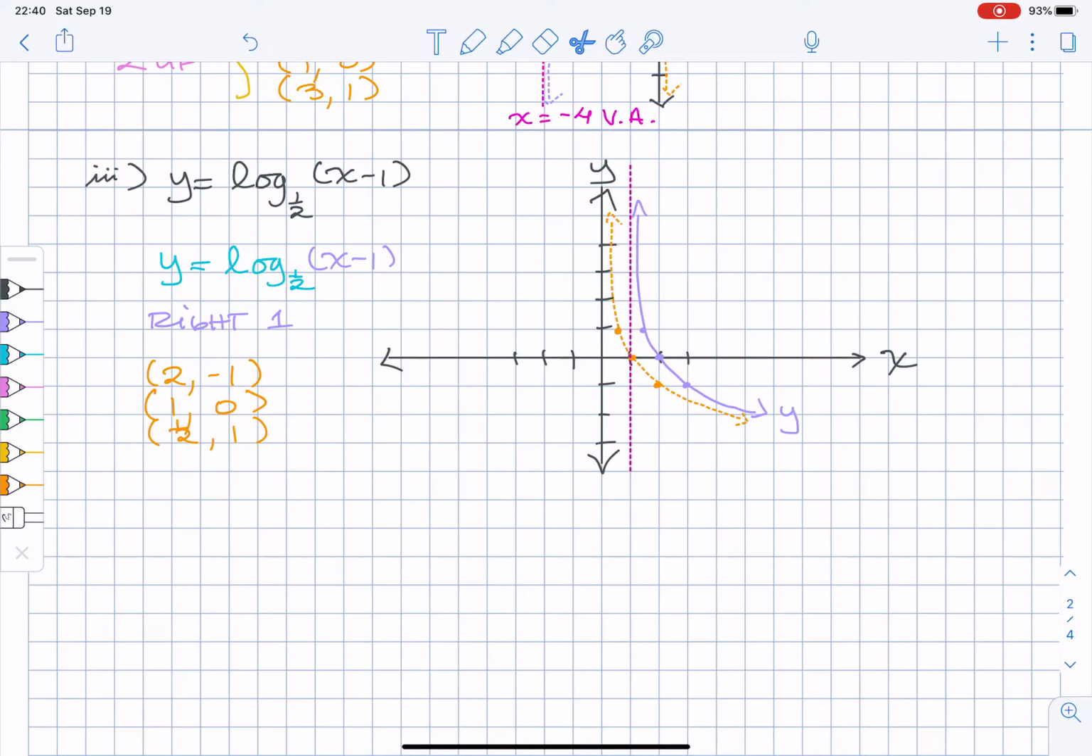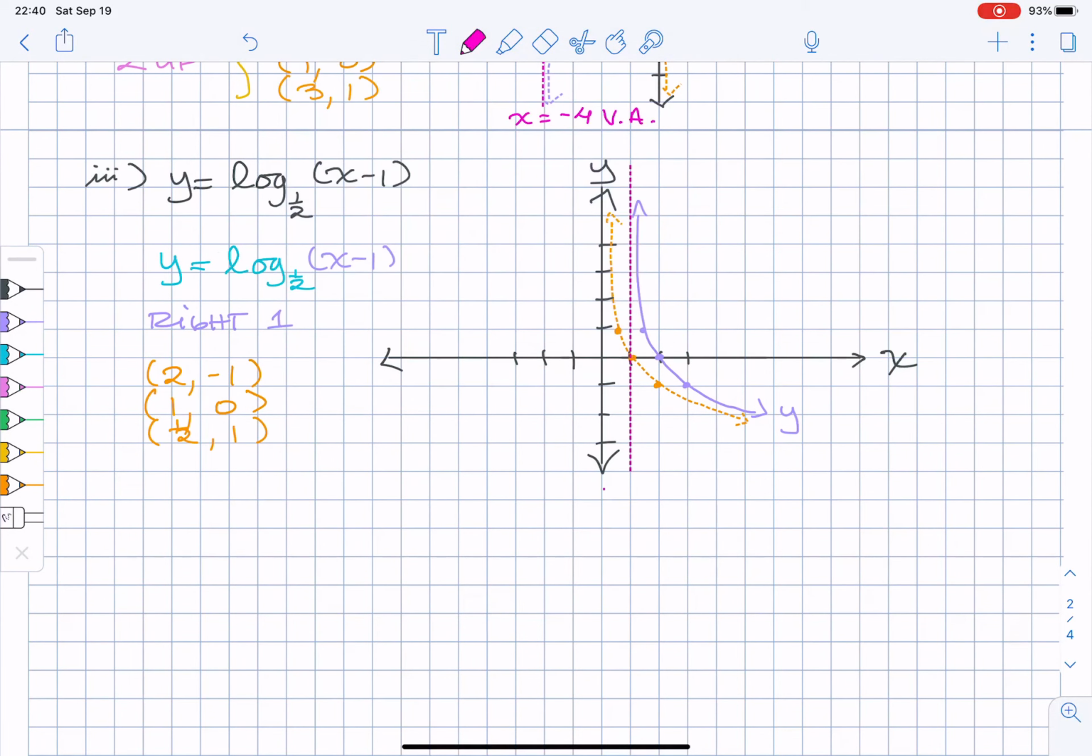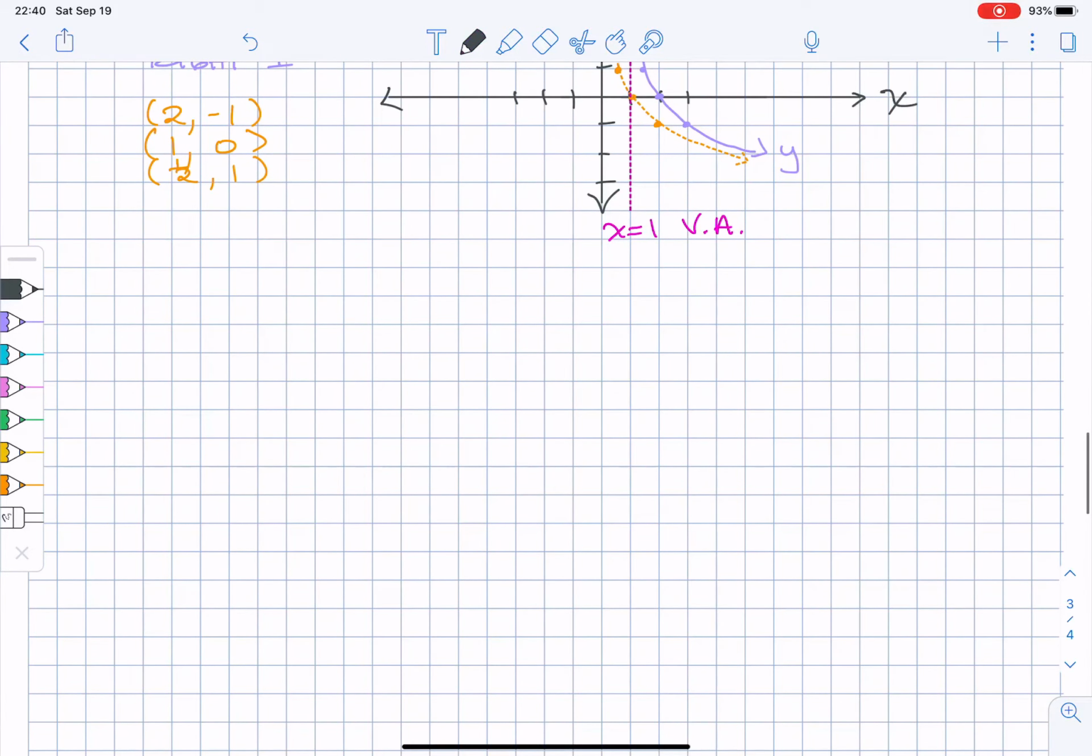Okay, so because everything's shifted to the right, we know the vertical asymptote is at x equals 1. One more for good measure. So number 4.